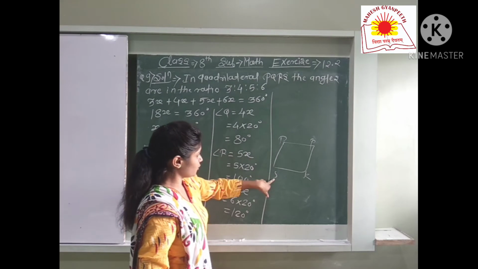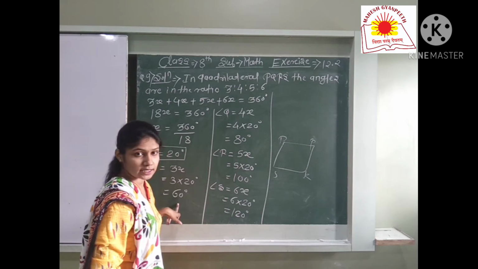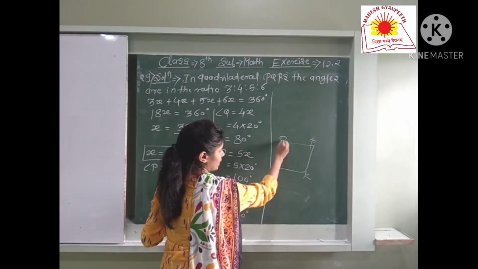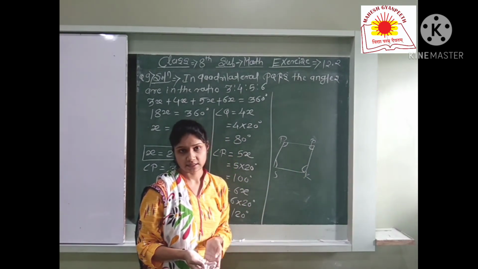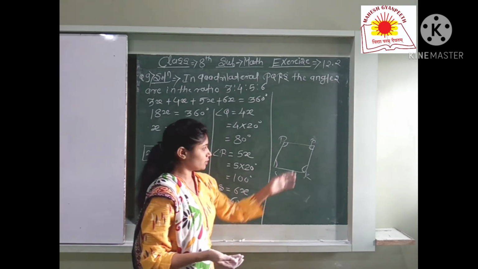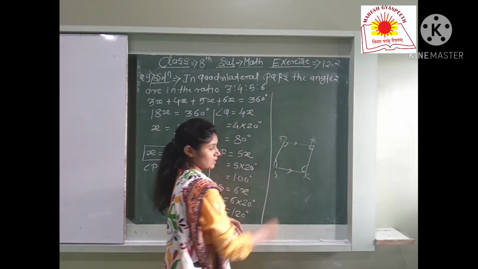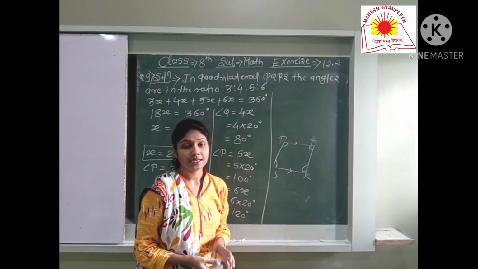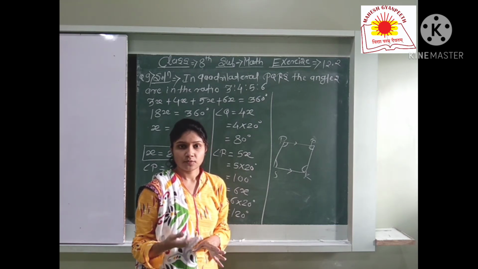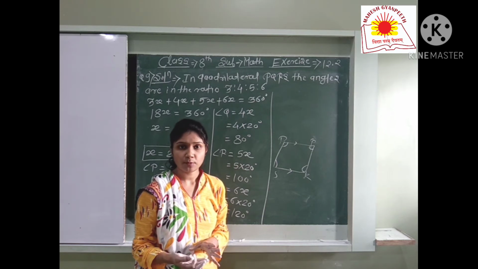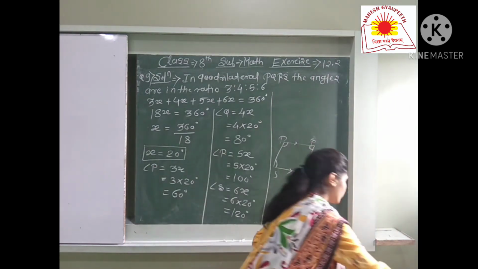P and S are adjacent angles. So we have to add this: 120 plus 60, this is P plus S, and Q plus R. When you get 180 degrees as their sum, then PQ is parallel to SR. So what is the name of this given figure? It is a trapezium. What is meant by a trapezium? Only one pair of opposite sides is parallel. Then you have to say that the given figure is a trapezium.